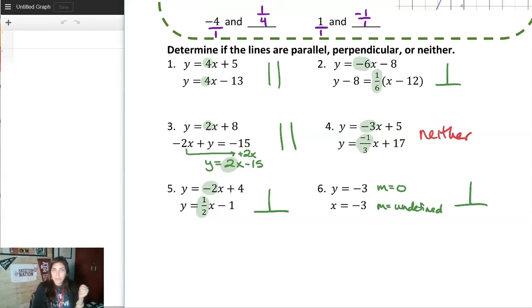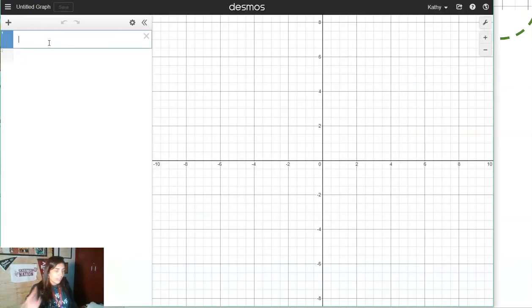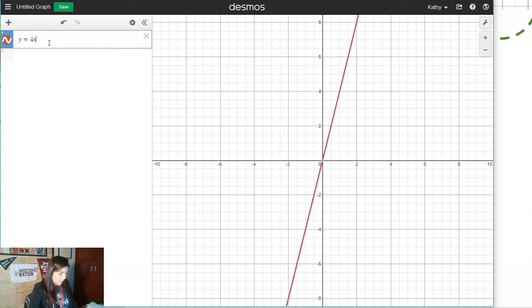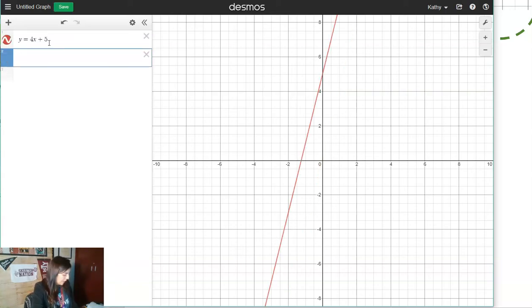That makes them perpendicular. But let's just say we were super confused about this and we wanted a way to check our work. We are going to use Desmos to do that. I'm going to check all 6 of them with you now to make sure we visually can tell that that's what these are. The first set of equations we had was y equals 4x plus 5 and y equals 4x minus 13.